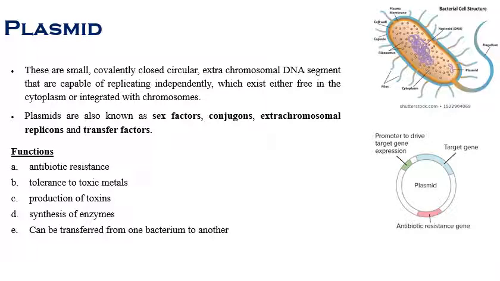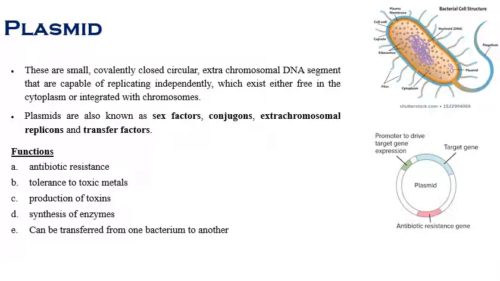It is very important. All the genetic information present in the chromosome is the genophore only. Rather than the genophore, the plasmid also contains some genetic information, and it has the capability to replicate individually. This is a very important factor that we have to consider here. Plasmids are also known by other names: sex factors, conjugates, extrachromosomal replicants or transfer factors. These are all the different names that plasmid has.